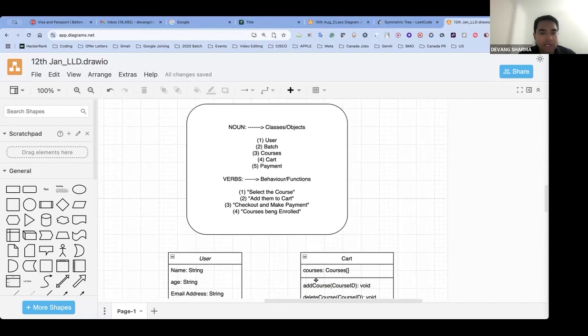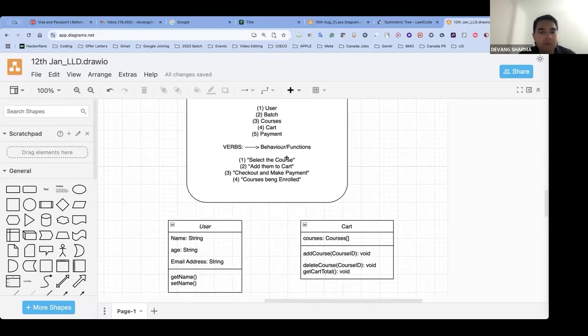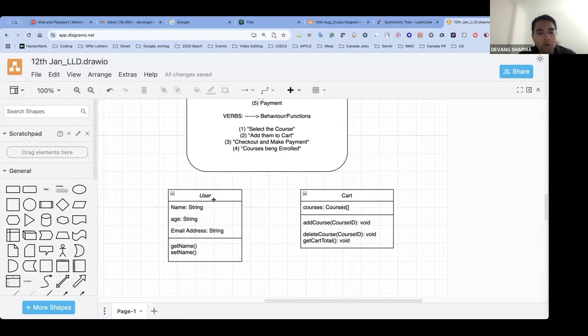So using the NVT technique, I've just shown you how you segregate noun versus verb. Noun is representing the classes and objects, and verbs are denoting the behaviors or functions. How do you create a class diagram? Simple: name of the class, then the data members, then the member functions. Everybody crystal clear how to create a class diagram and the NVT technique?